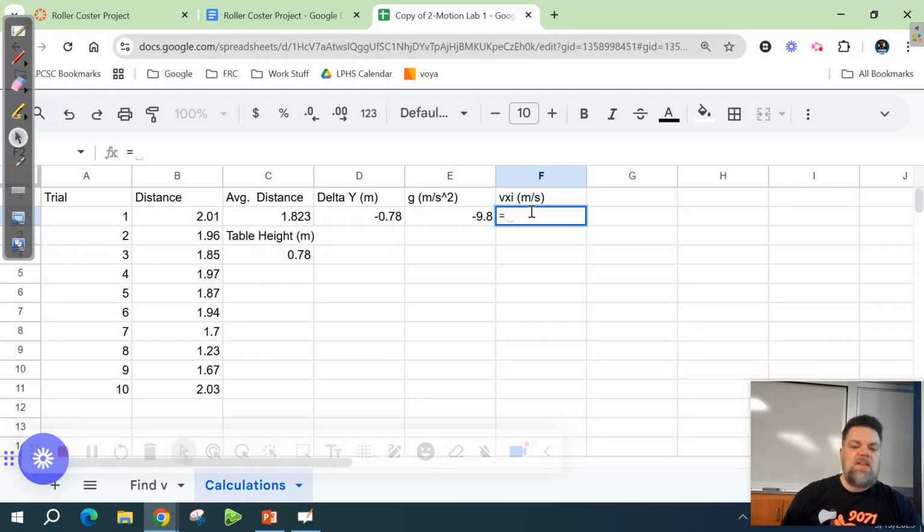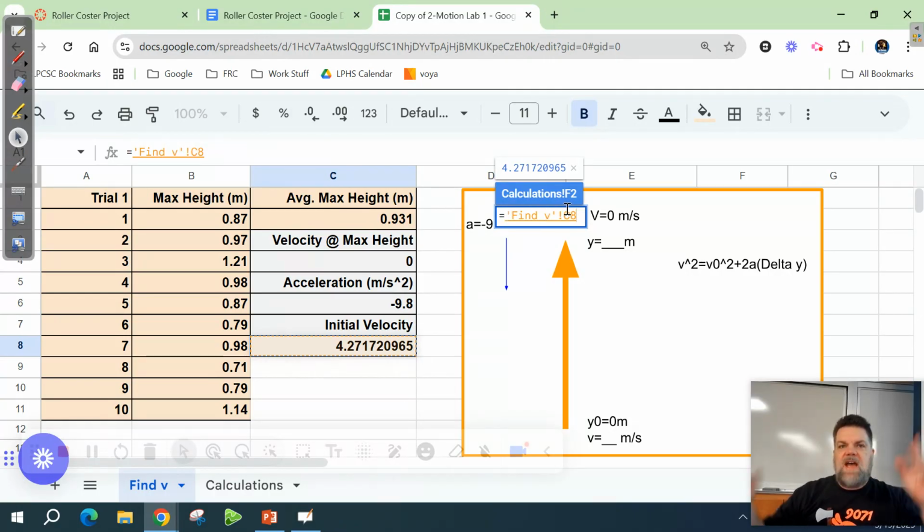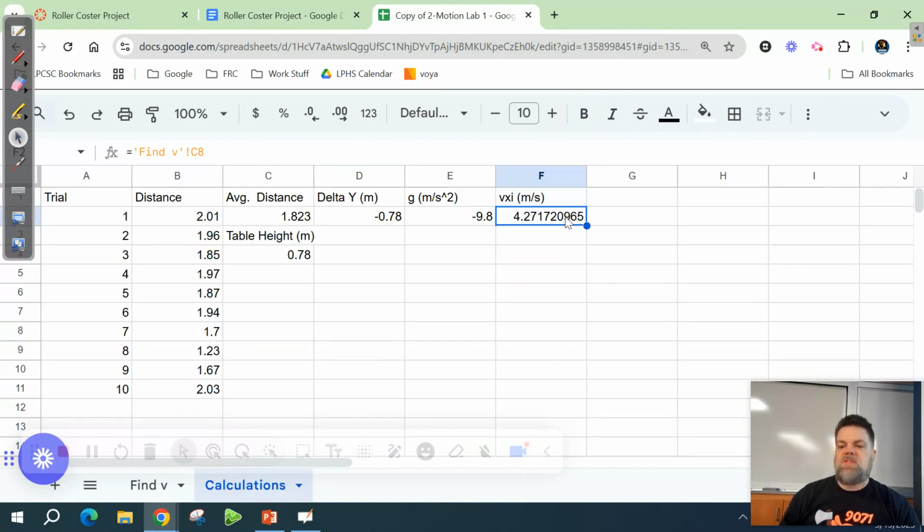Okay? Then what you do is you go over here, click on the tab, and then just click this. And what it says is it says find V, because that's what I've typed here. If you have something typed down here differently, it's just the name of the tab, and then it tells you where to pull the information from. So it should be the name of your tab in apostrophes, exclamation point, and then whatever. It should be C8. All right? Then you hit enter, and it automatically pulls that information over here.